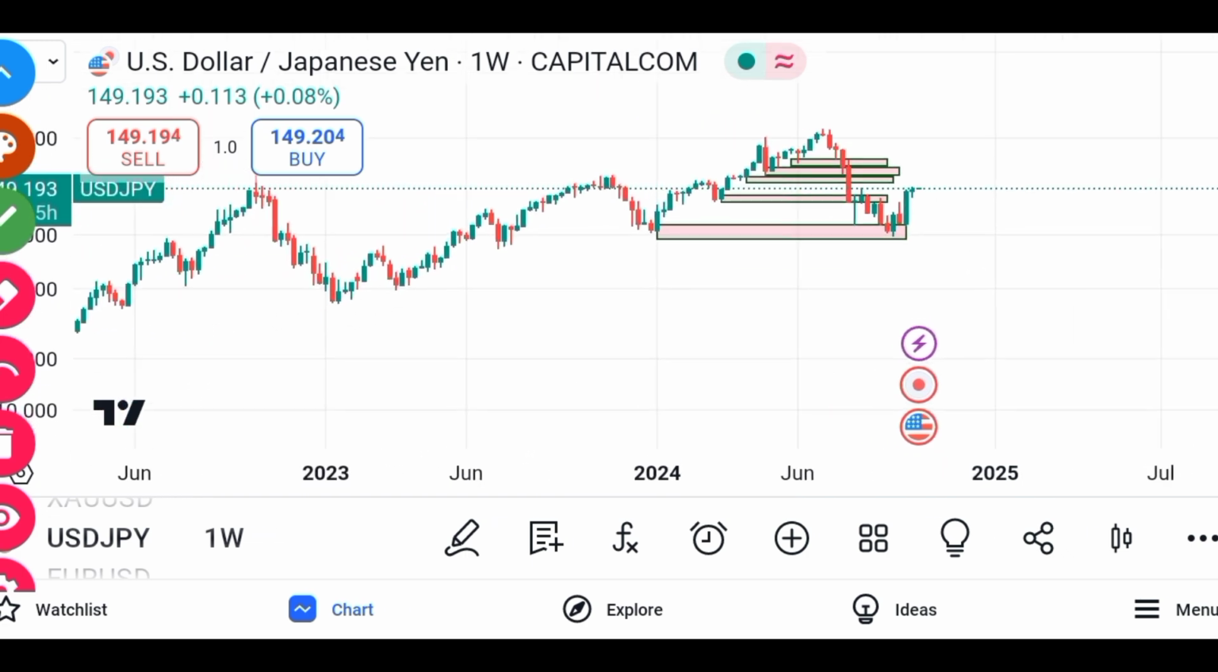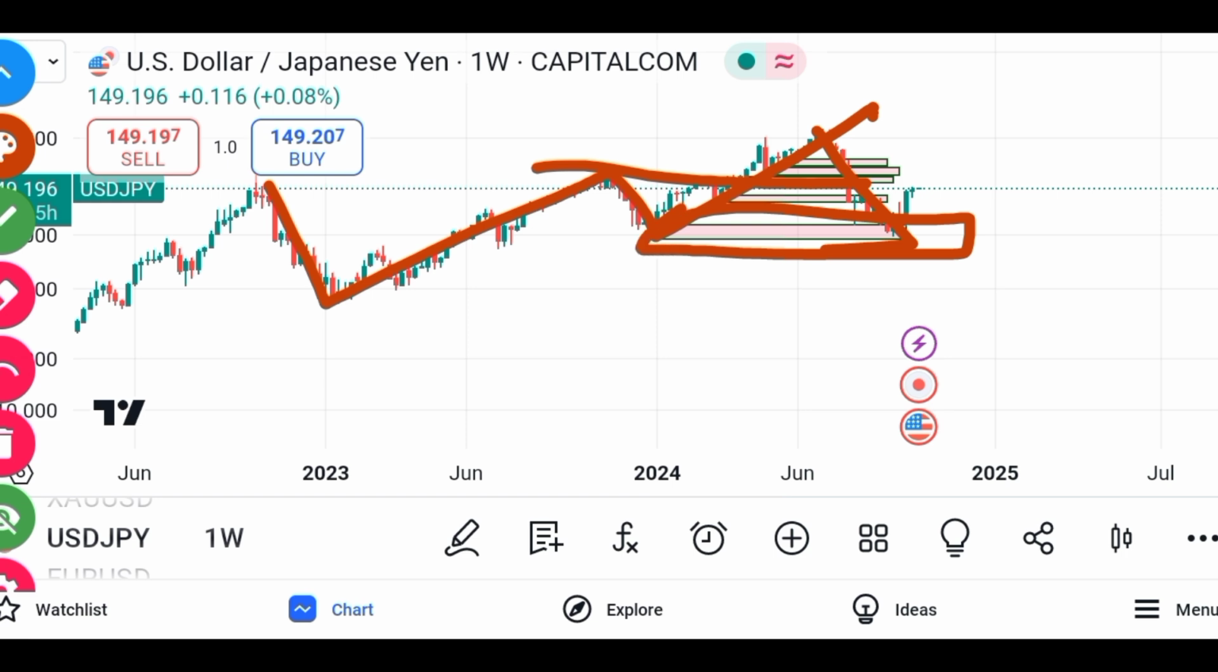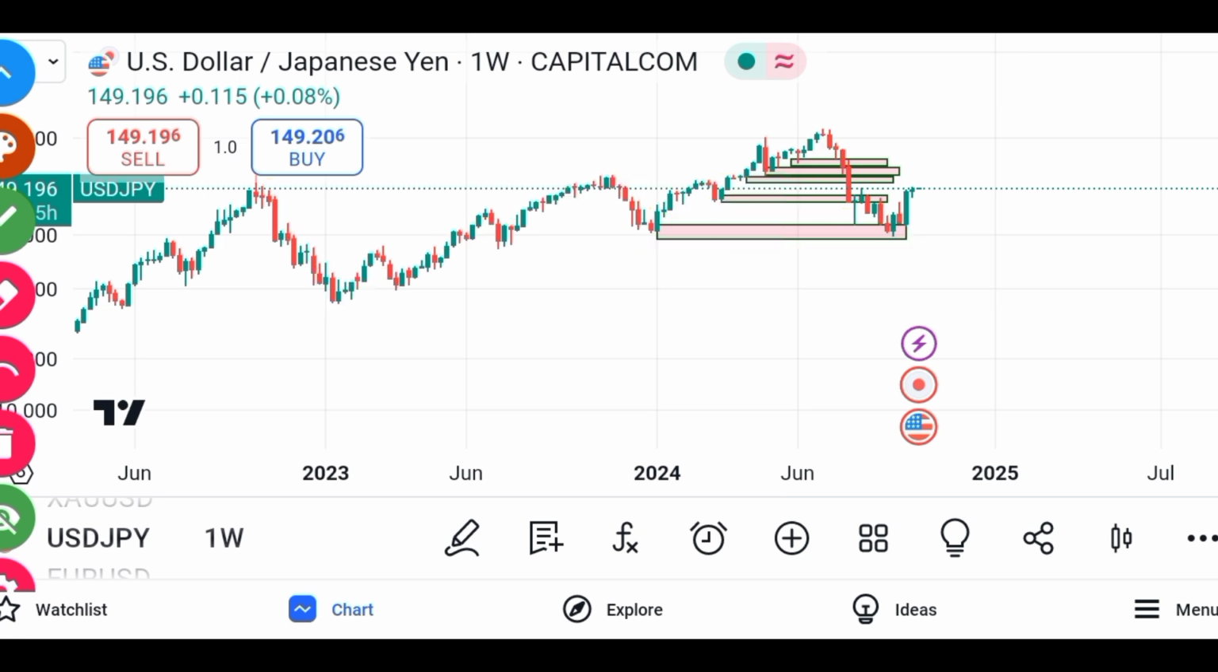Look at this. This was what the market did. And where was the major break of structure? Look at it here. And where would you expect the market to come back to? Towards this order block here, according to the weekly time frame. So that's why it looks like that person guessed it right.